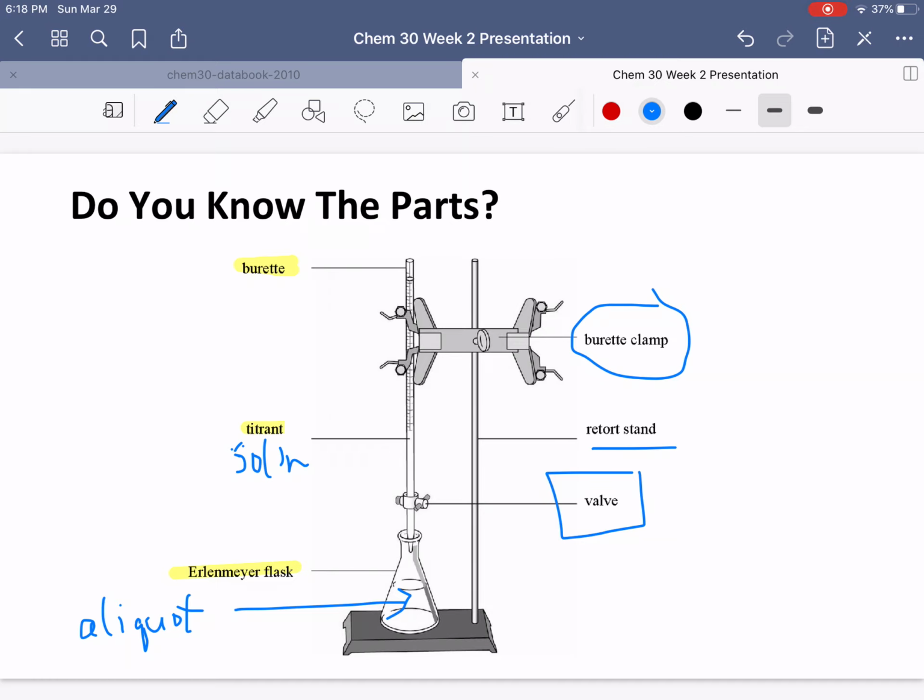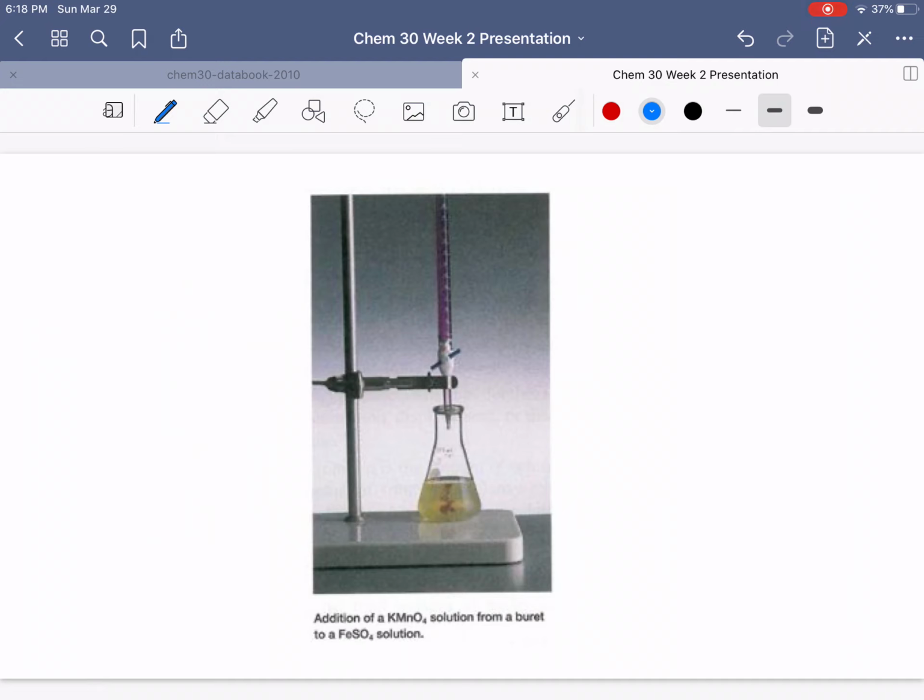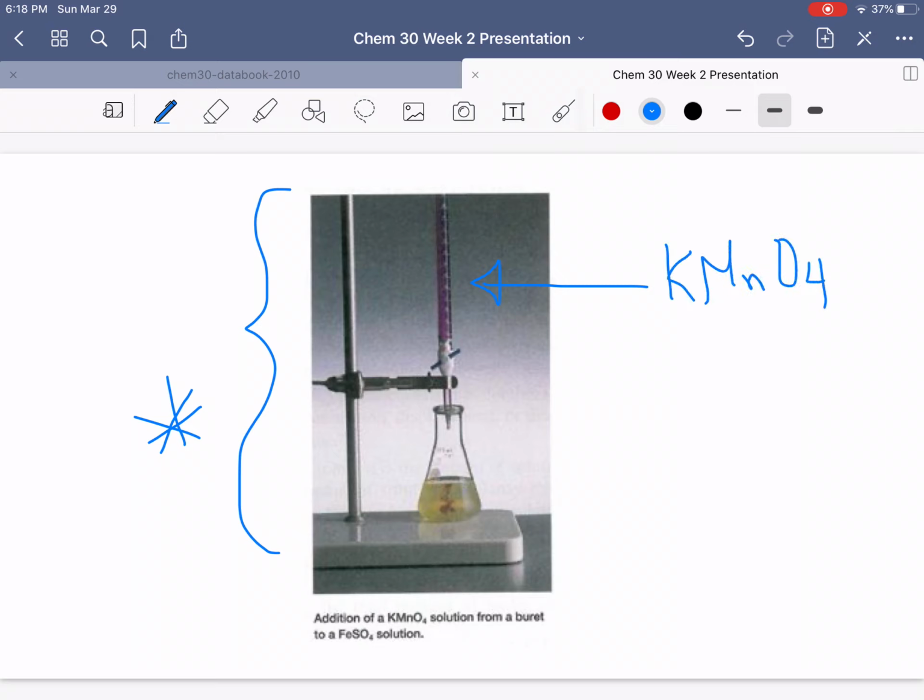All right, piece by piece, let's look at an actual setup. This should look a little bit more familiar to you from last year. The substance that's sitting inside of the burette here, the titrant, is a KMnO4 solution, which has a lovely purple look to it, potassium permanganate. And what we have down here that the titrant is flowing into is a solution of iron(II) sulfate, just to put it into context.